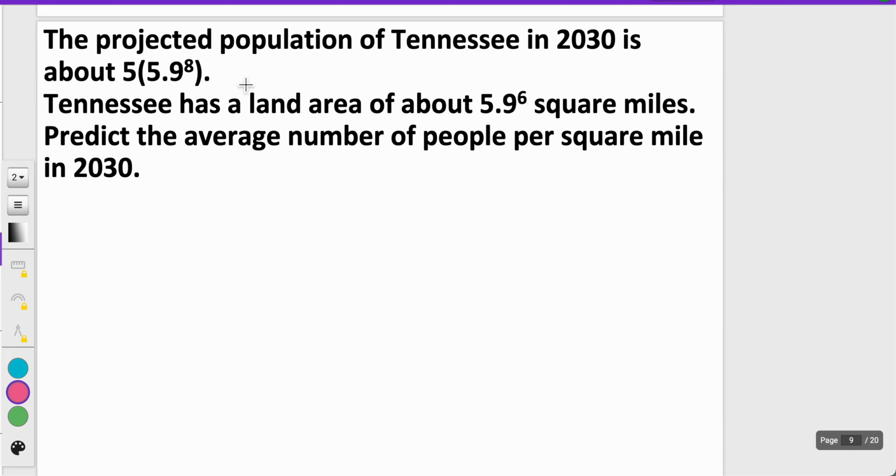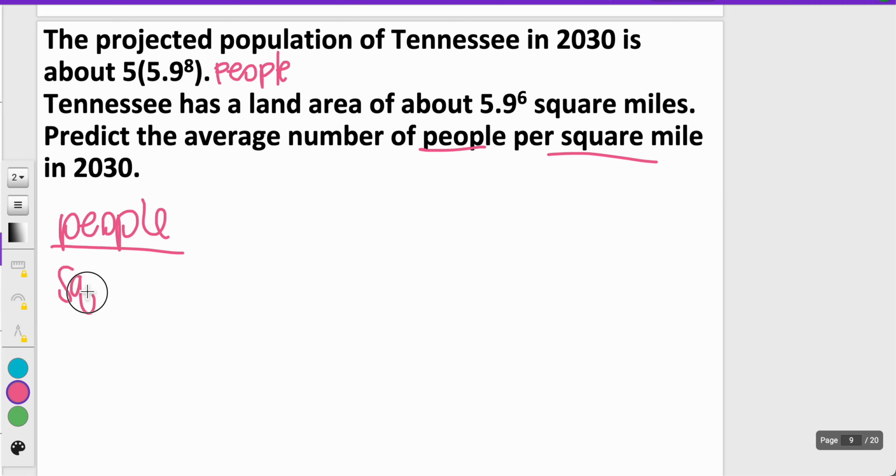The projected population of Tennessee in 2030 is about 5 times 5.9 to the 8th power, and that's in people. But the Tennessee has a land area of about 5.9 to the 6th power square miles. Predict the average number of people per square mile. So what I need to do is think about how many people per square mile can I have, okay?